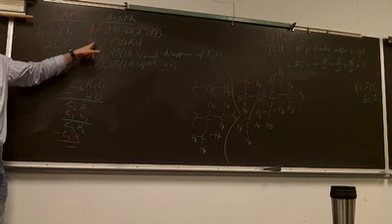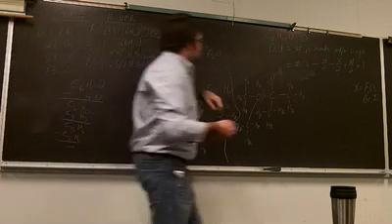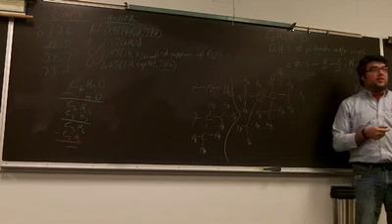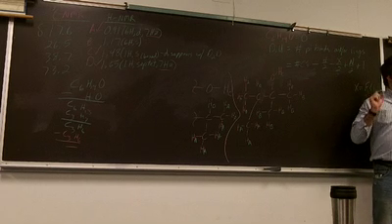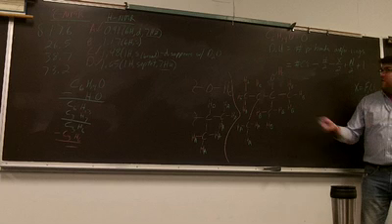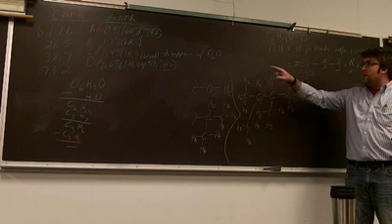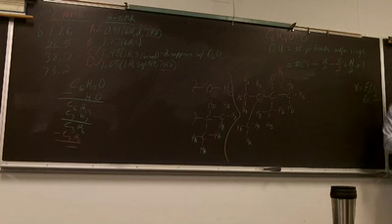HB. HB needs to be a 6H singlet. Here's HB. 1, 2, 3, 4, 5, 6. We have 6 protons. That's good. Does it have any nearest neighbors? No, so that's good. It should be a singlet. And the final one is HC. HC is a singlet, 1H. It's broad. It disappears. It's probably an OH.